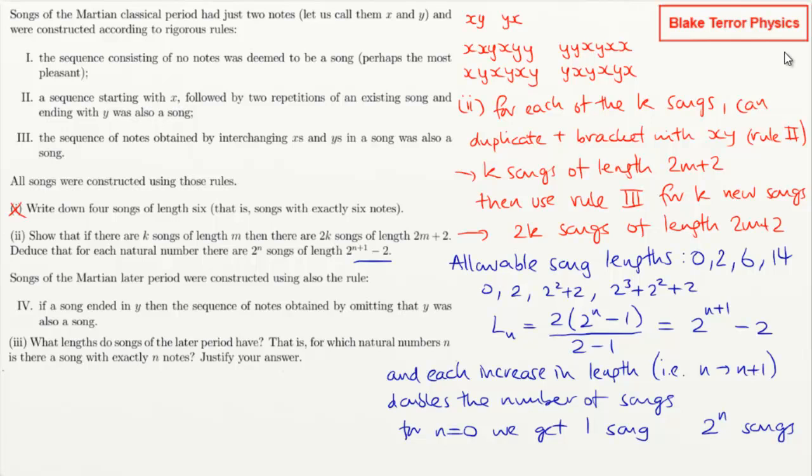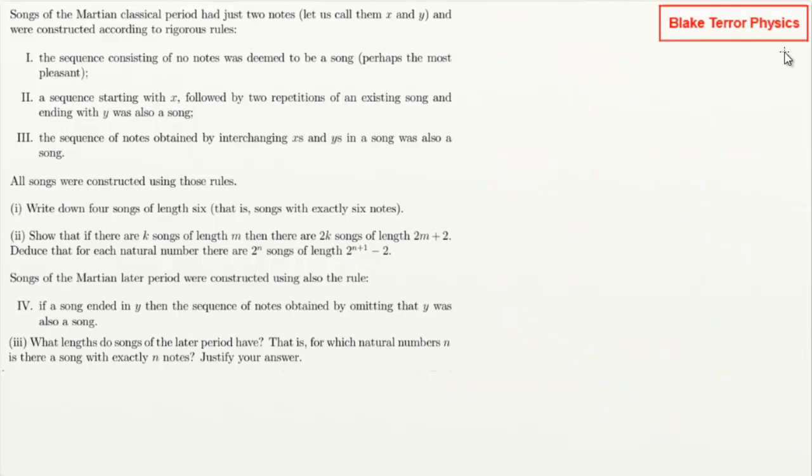Let's get a new sheet up. Songs of the Martian later period were constructed also using the rule: if a song ended in Y, then the sequence of notes obtained by omitting that Y was also a song. You can leave off a Y at the end. What lengths do songs of the later period have? That is, for which natural numbers n is there a song with exactly n notes?